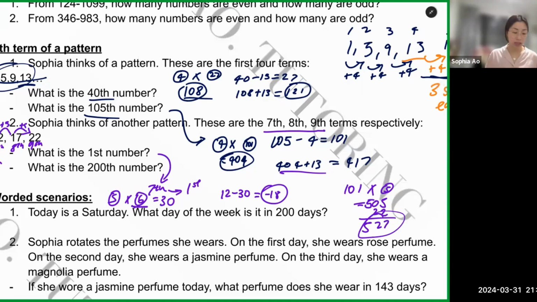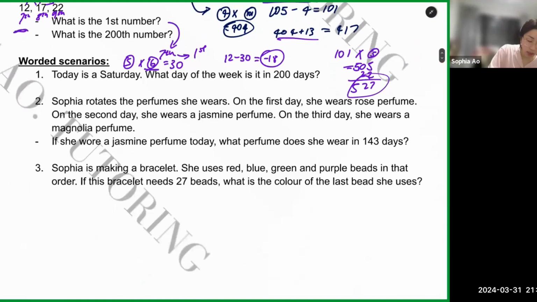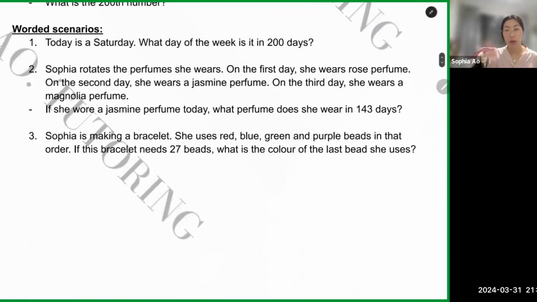I'm just about to get into the last 3 worded scenarios over here. Just to keep things clear, I'm going to erase the working out from before. You can scroll back in the video if you want to note that down somewhere. So today is a Saturday. What day of the week is it in 200 days?